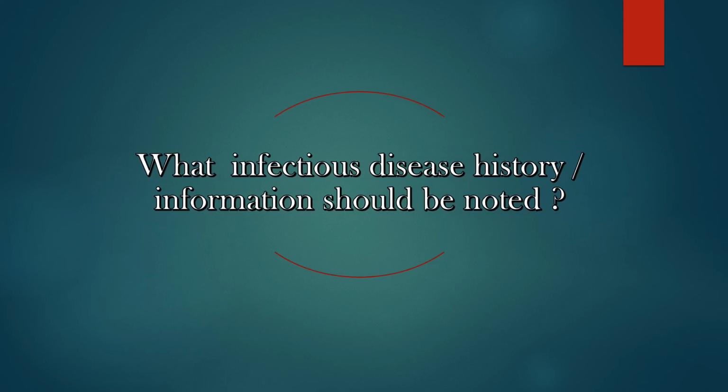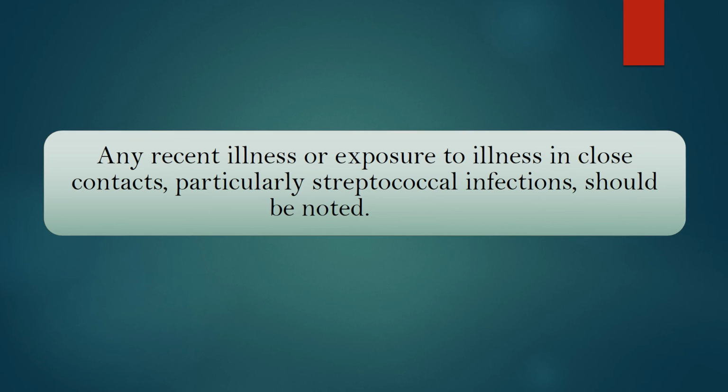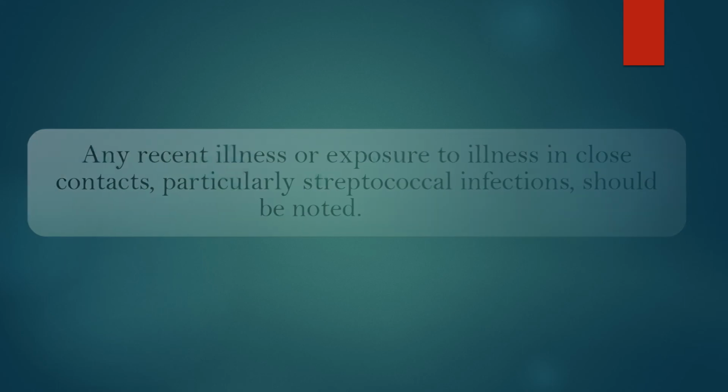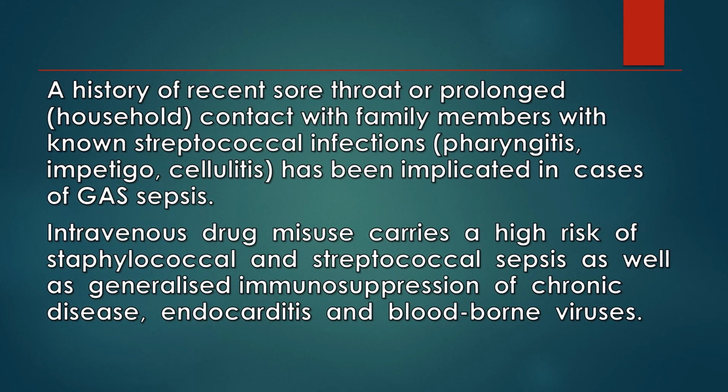What infectious disease history or information should be noted? Any recent illness or exposure to illness in close contacts, particularly streptococcal infections, should be noted. A history of recent sore throat or prolonged household contact with family members with known streptococcal infections, pharyngitis, impetigo, and cellulitis has been implicated in cases of Group A streptococcal sepsis.